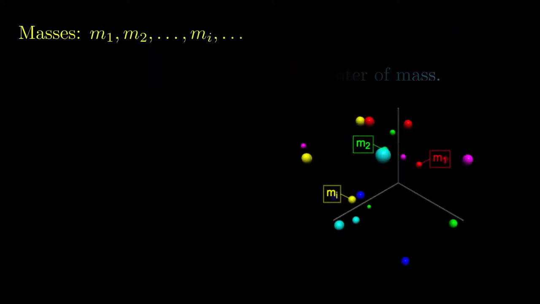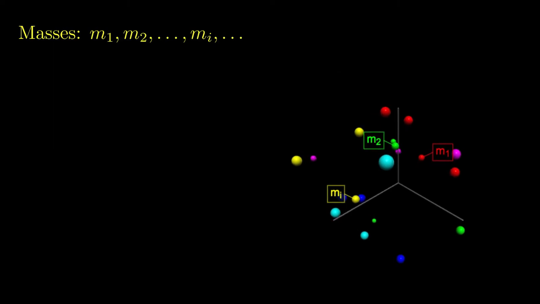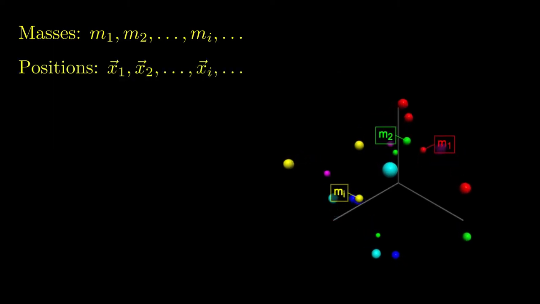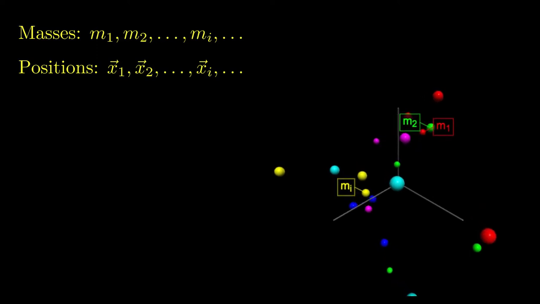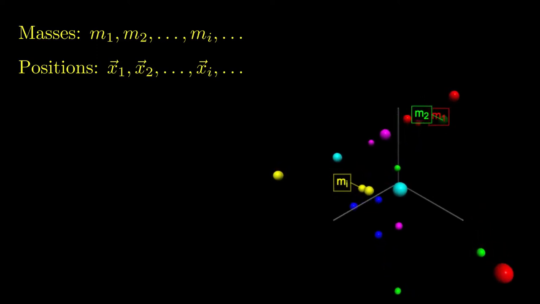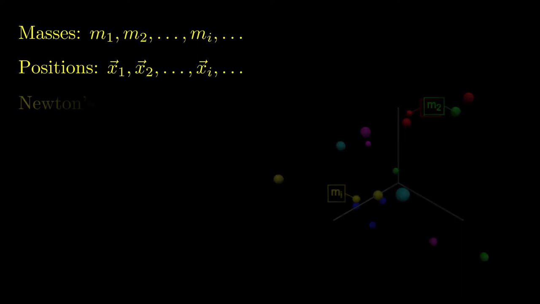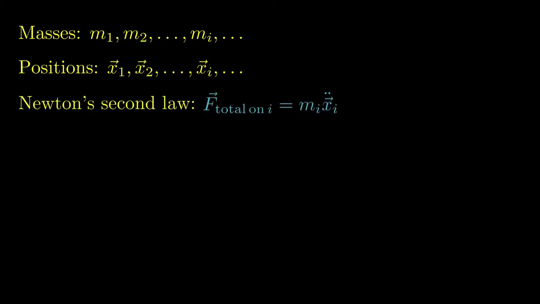Let's say we have a collection of particles, m1, m2, and so on, with position vectors x1, x2, and so forth. Some of these particles can be grouped together to form rigid or non-rigid bodies. Newton's second law for the ith particle in the system says that the total force acting on i equals mass sub i times the acceleration of i. Here, x double dot sub i is the particle's acceleration, with the dots denoting time derivatives.